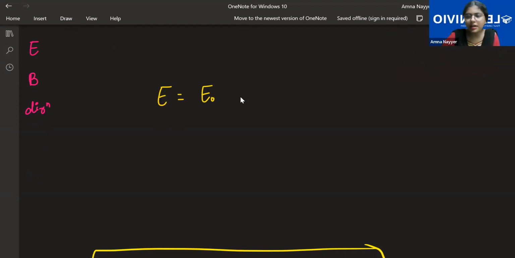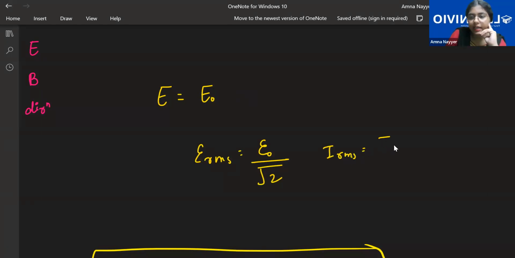Now what is E naught? When we discussed the alternating current chapter, we had I naught and E naught. What did that naught in the subscript denote? E RMS is equal to E naught by root 2. That is the formula of RMS. I RMS is equal to I naught by root 2.